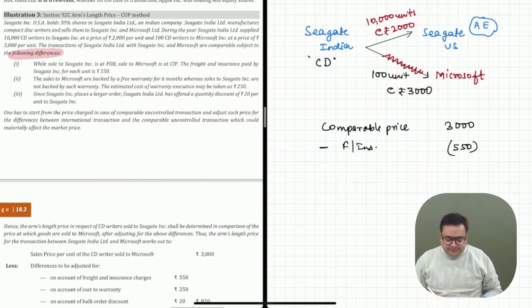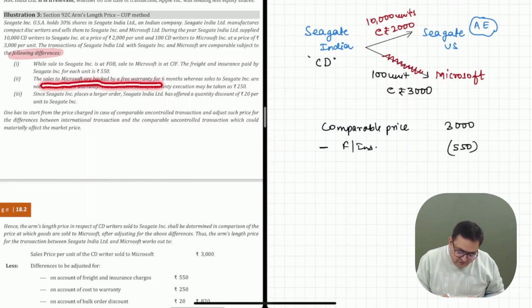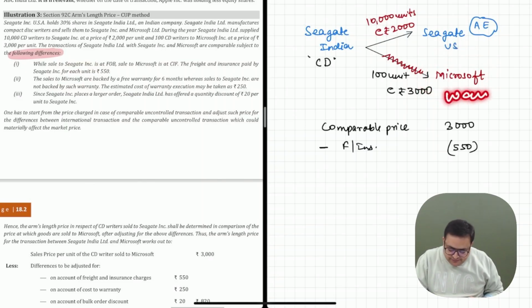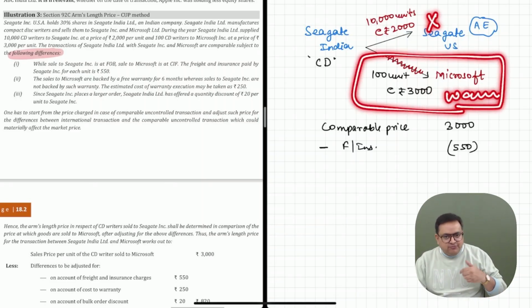Guys, correct? Okay. Second point, they are saying the sales to Microsoft are backed by a free warranty for 6 months, whereas sales to Seagate are not backed by such a warranty. So whenever we are selling to Microsoft, it is backed by a guarantee. Here there is a warranty and here there is no warranty. Please tell me, if there is a warranty, we might have charged more here.